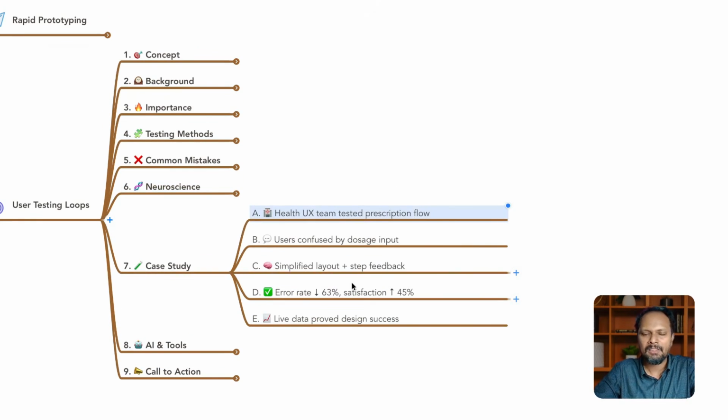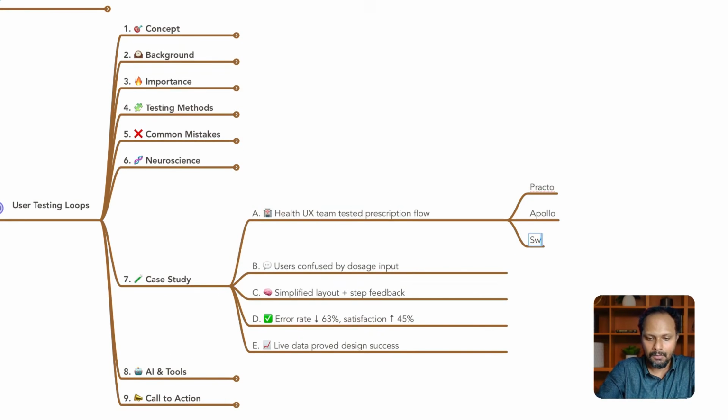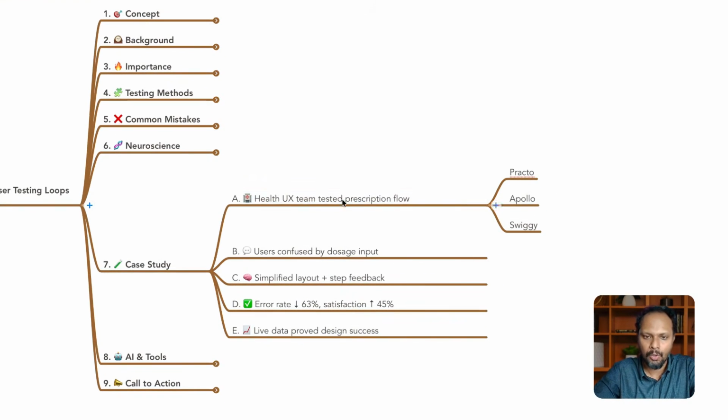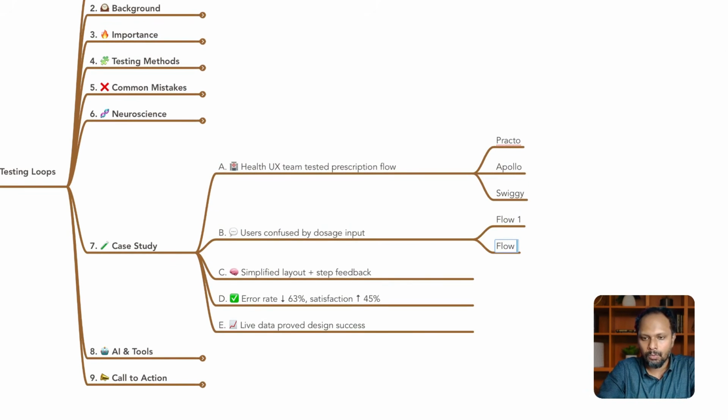You can take the same health case study which we had discussed in the last video also. You can take one healthcare application like, let's say, Practo. That's an example I'm giving. You can take any prominent application like, let's say, Apollo, or maybe something like Swiggy. You can take any product or application which you want. So the UX team tested the prescription flow of it. You can also test the flow of it, and you can understand how the users are confused using that. Like, let's say, flow one, flow two.